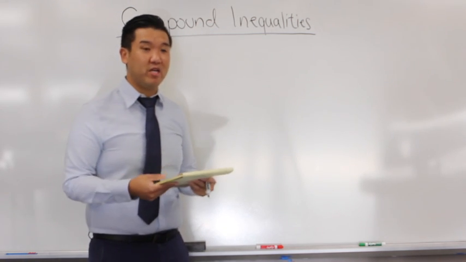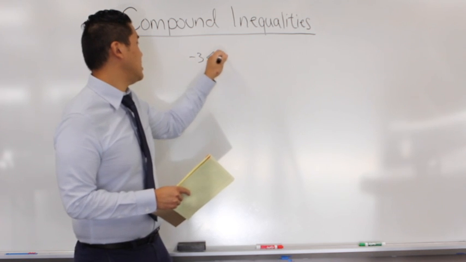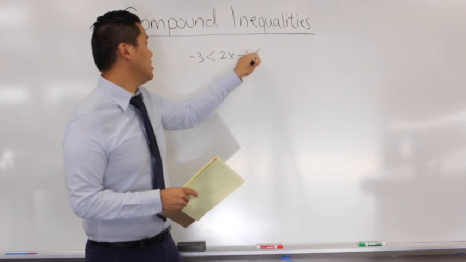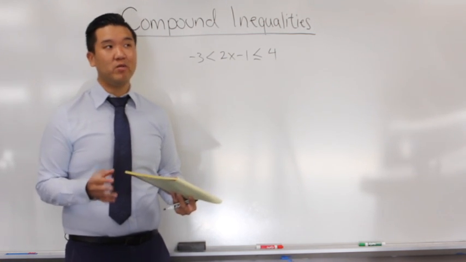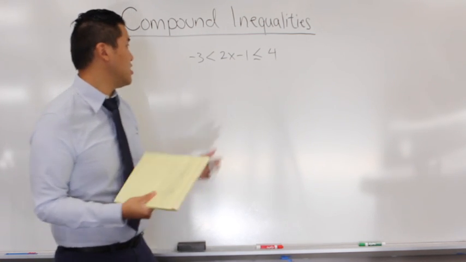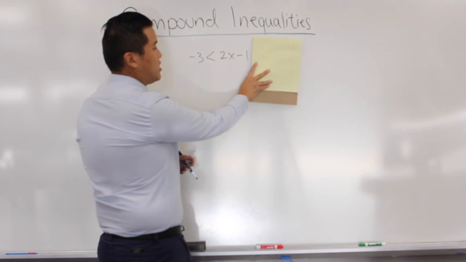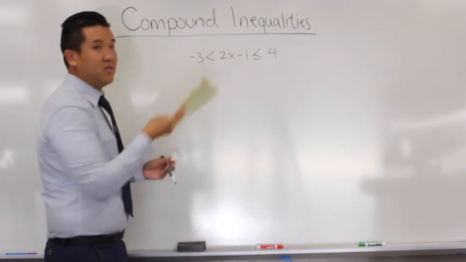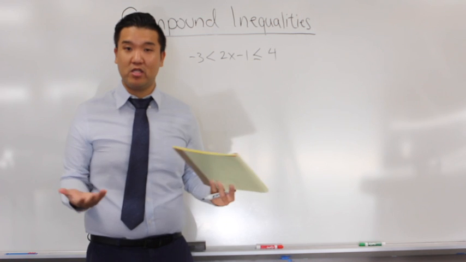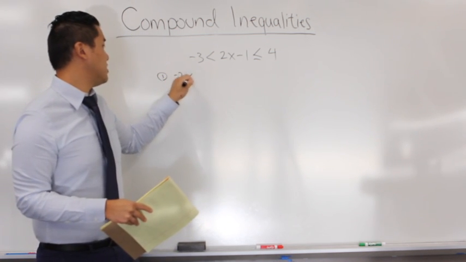And is a little trickier because it's combined. So you'll have something like negative 3 is less than 2x minus 1, which is less than or equal to 4. Looks tricky. I'm going to teach you 2 different ways to solve this. You can either split it up into 2 equations. You'll have this equation here, and then you'll have that equation there, and then you just solve it separately and you're good to go. So your first method is separate them.